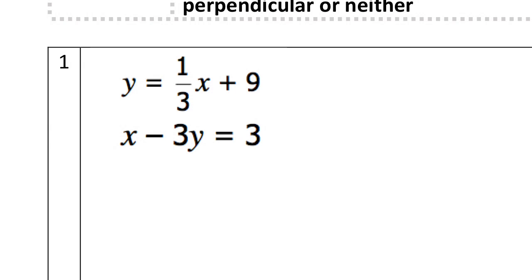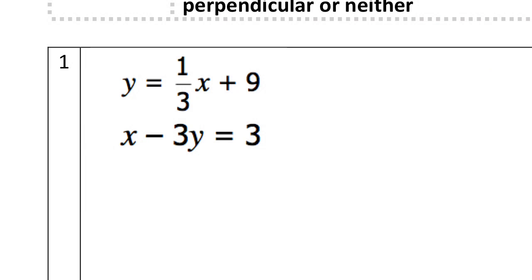Hey children, so tonight we're working on deciding whether or not a system of equations has parallel lines, perpendicular lines, or if the lines are not related in either of those ways, so neither parallel nor perpendicular. And we should remember that the way that we decide whether or not two lines are parallel, perpendicular, or neither is to compare their slopes.